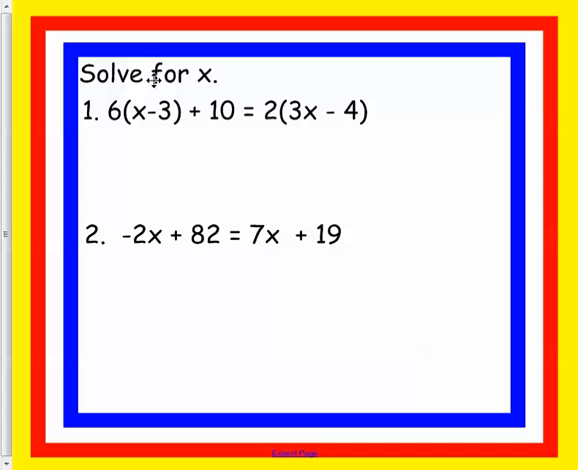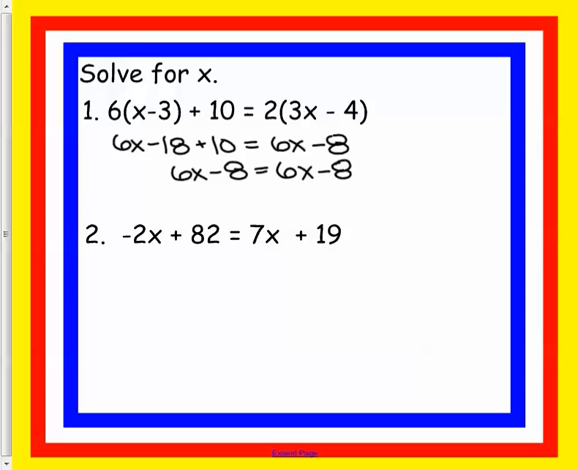All right, grab your red pen. 6 times x is 6x. 6 times negative 3 is a negative 18. Bring down your 10. 2 times 3x is 6x. 2 times a negative 4 is a negative 8. So when we combine over here, we get 6x minus 8 equaling 6x minus 8. I'm okay if you stop here, because this means that if I take 8 away from both sides, I'm left with 6x equaling 6x, and then x has to equal x. So this one is infinitely many solutions.